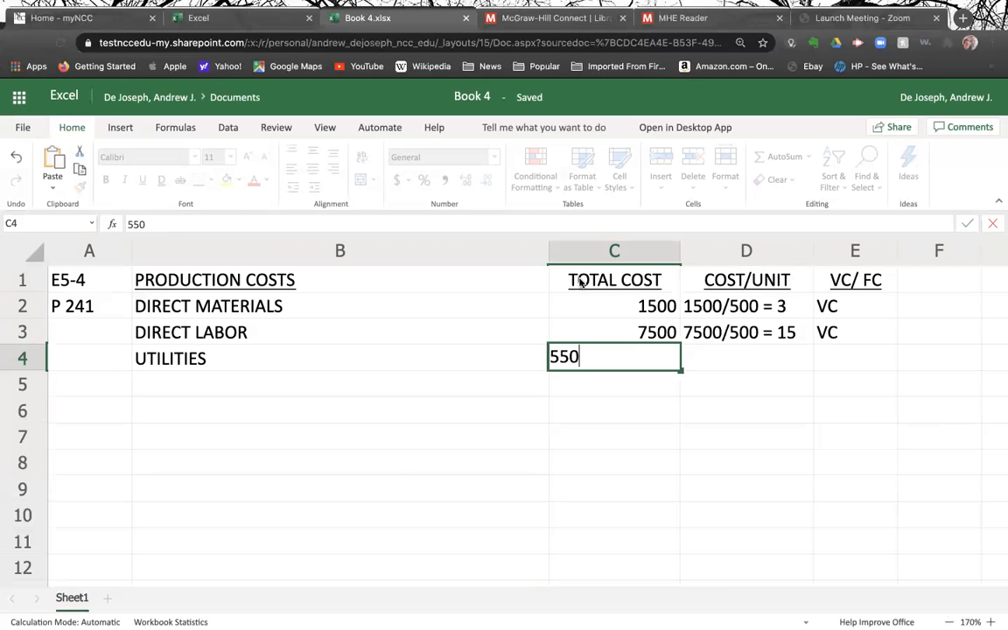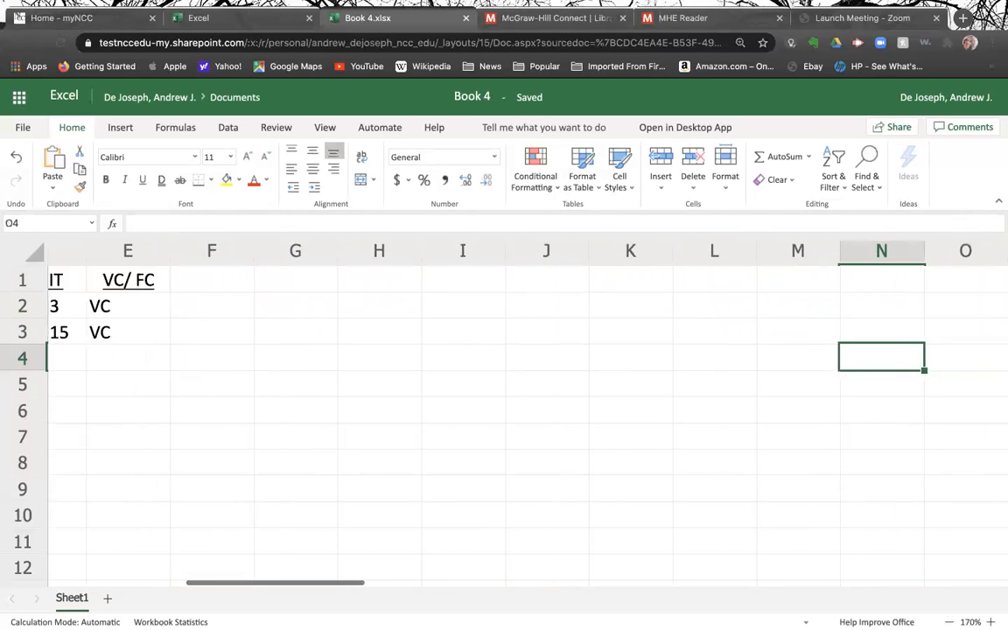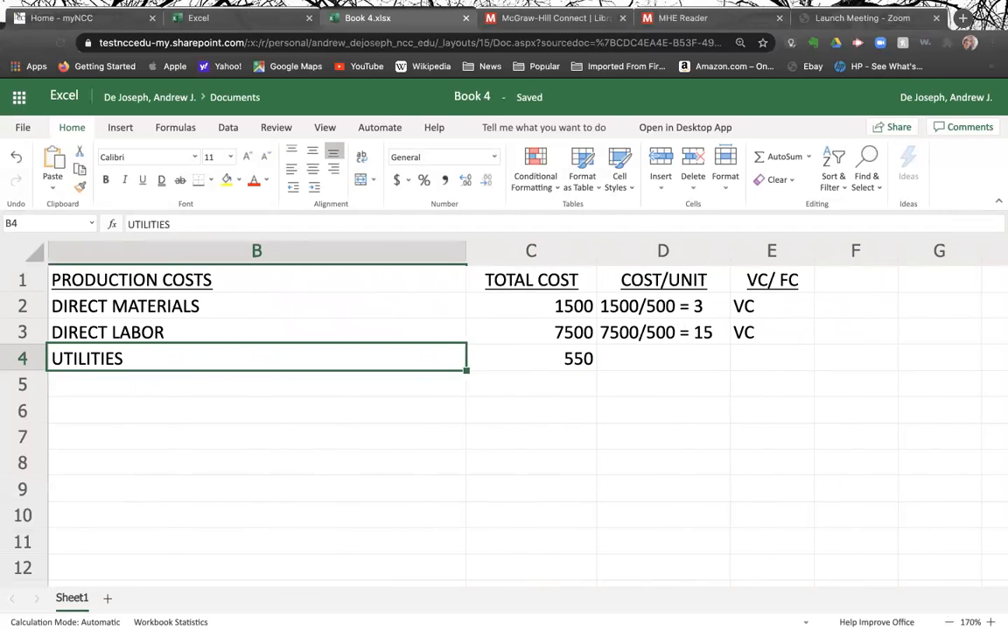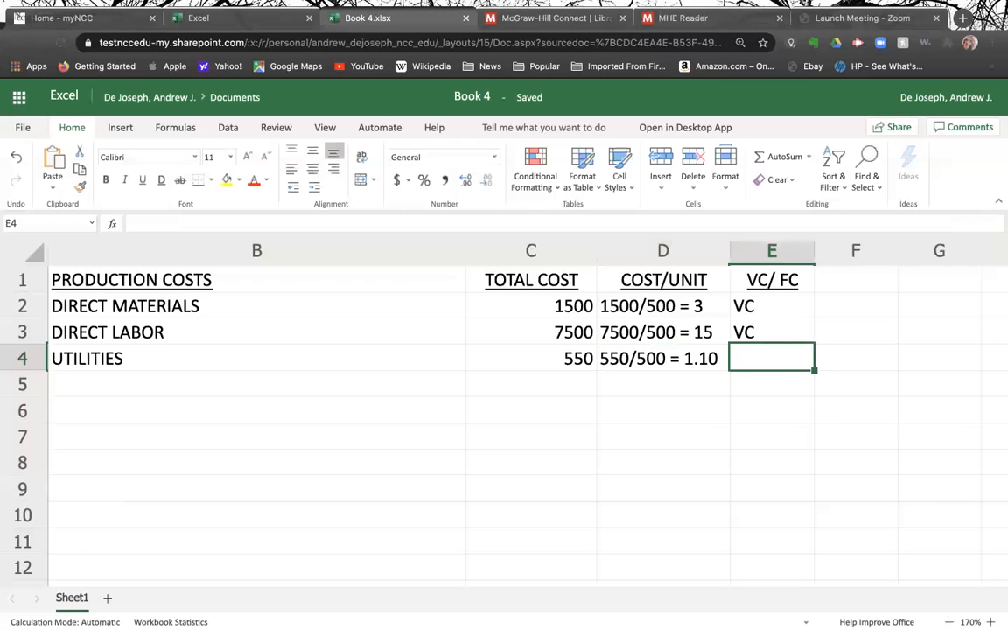Now, maybe this total cost is the wrong name to call this, but I think we can work with it. So what's the cost per unit then? $550 divided by 500. 550 divided by 500 is what? $1.10. Okay, $1.10 variable cost, right?